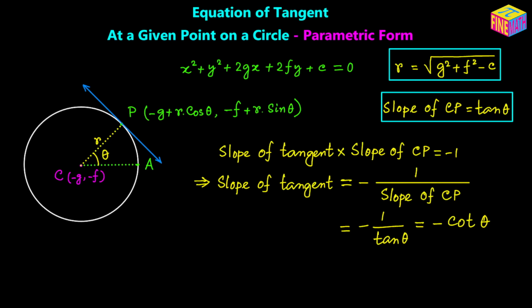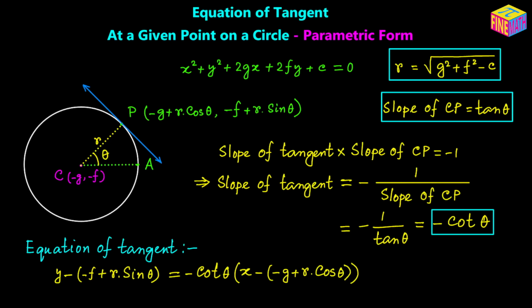That means we know the coordinates of a point on this line, and we know the slope of this line. So using the point slope form of equation of straight line, we can easily derive the equation of this tangent line. So what will be the equation then? Well, the equation is going to look like this. It will be y minus y sub 1 is equal to slope times x minus x sub 1.